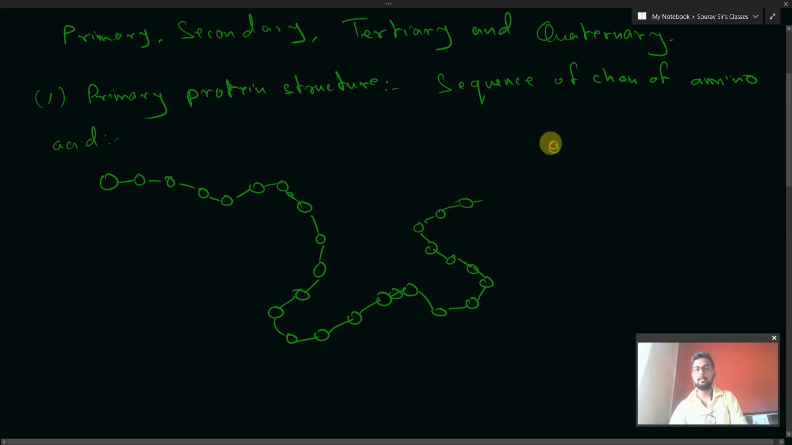Each and every circle here is an amino acid. I'm not talking about which amino acids, because as we all know there are 22 amino acids which normally exist, and in this protein structure the specific name of the amino acid is not mentioned. We are just showing the type of bonding which the protein shows.